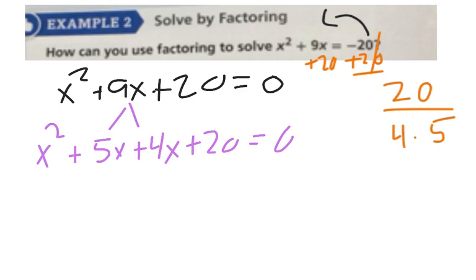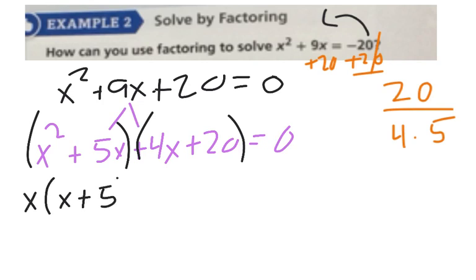Now I've got 4 terms. How do I factor when I have 4 terms? Parentheses. Group them. GCF of the first set of parentheses is, that leaves me with, GCF of the second set of parentheses is, that leaves me with.